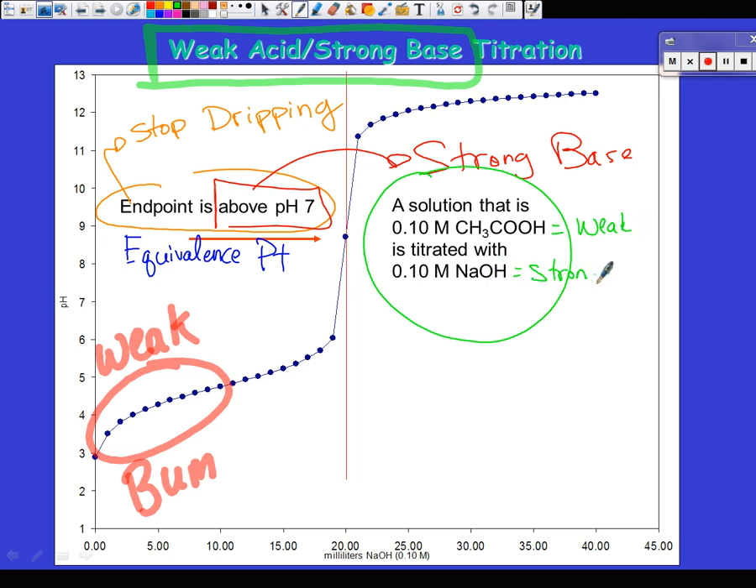So, again, this is an analytical question. Where would you propose or hypothesize the equivalence point being in that titration? Above 7, below 7, or at 7? Above, because why? Strong always wins. You with me? Does that make sense? Got a question? Okay, go ahead.